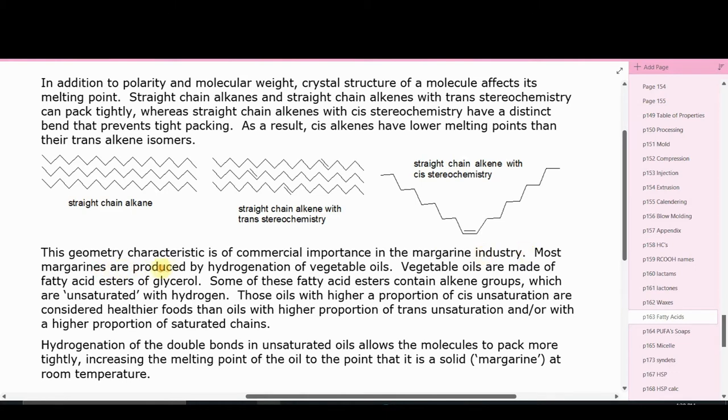Most margarines are produced by hydrogenation of vegetable oils. The vegetable oils have this cis unsaturation, so they have lower melting points, that is, they're liquid at lower temperatures. When we saturate them, we make them more like trans and they pack more tightly.